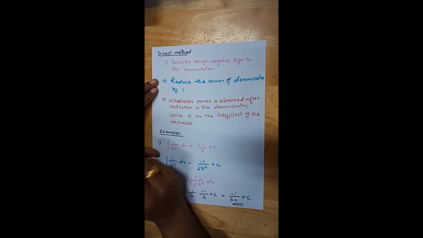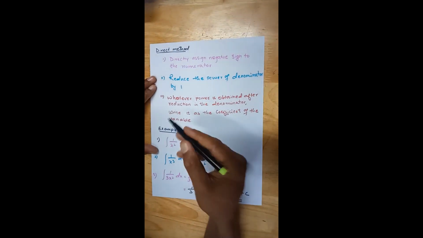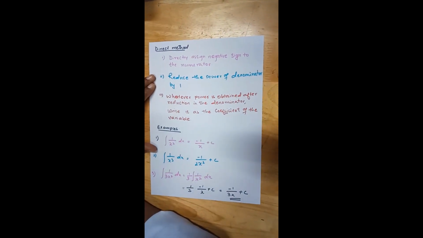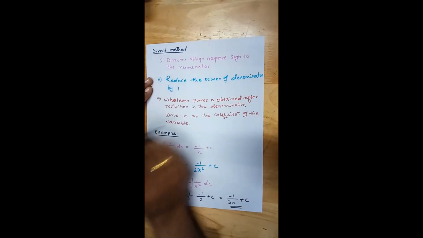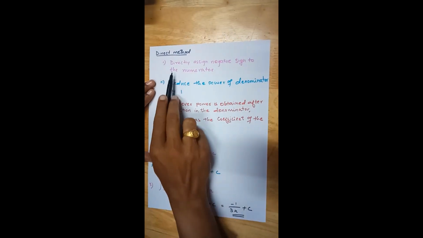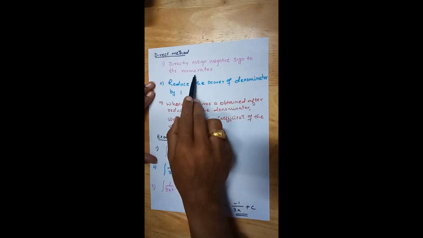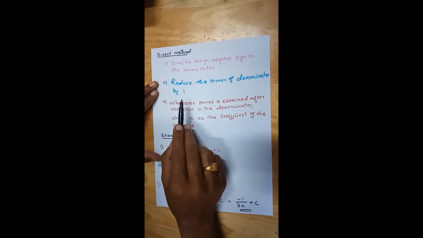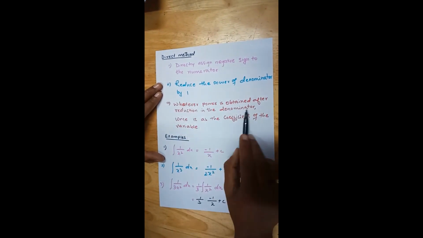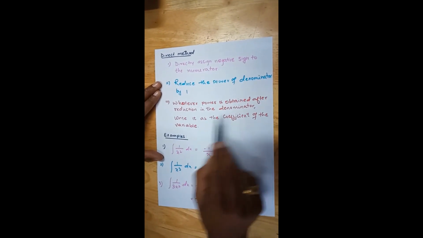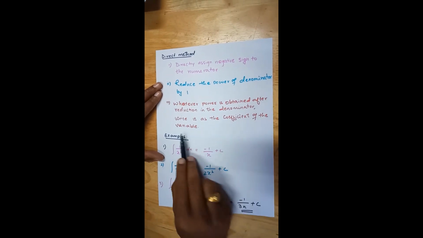Now for the same question that I have done just above, we can use this direct method. It's not required to use that lengthy method to solve the questions. There are a few steps for the direct method. Directly assign the negative sign to the numerator. If you get that kind of question, then reduce the power of the denominator by 1, and whatever power is obtained after the reduction in the denominator, write it as the coefficient of the variable.